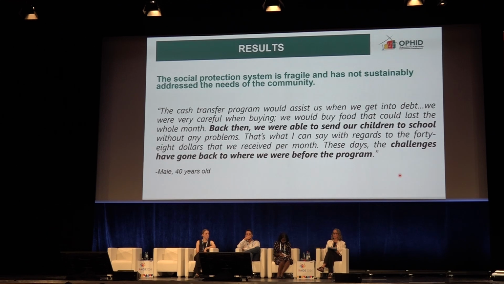According to the qualitative findings, the social protection system is fragile and has not sustainably addressed the needs of the community. This was a quotation taken from a 40-year-old male, who said the cash transfer program would assist us when we get into debt. We were very careful when buying, we would buy food that could last the whole month. Back then, we were able to send our children to school without any problems. That is what I can say with regards to the $48 that we received per month. These days, the challenges have gone back to where we were before the program.